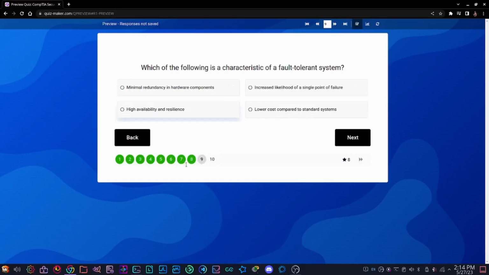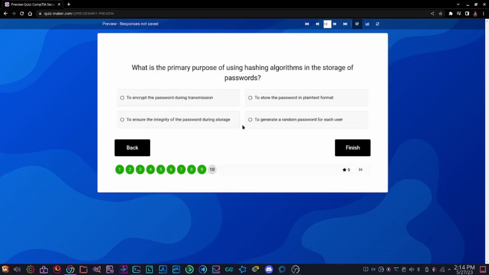Okay, question 9. Which of the following is a characteristic of a fault-tolerant system? So we have minimal redundancy in hardware components, increased likelihood of a single point of failure, high availability and resilience, or low cost compared to standard systems. This is going to be a pretty easy one too. We're going to have high availability and resilience. Those are always going to be two characteristics of something that is fault-tolerant.